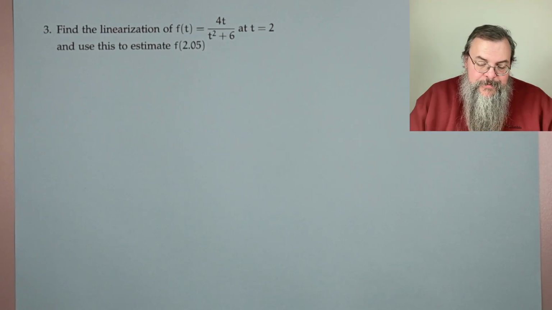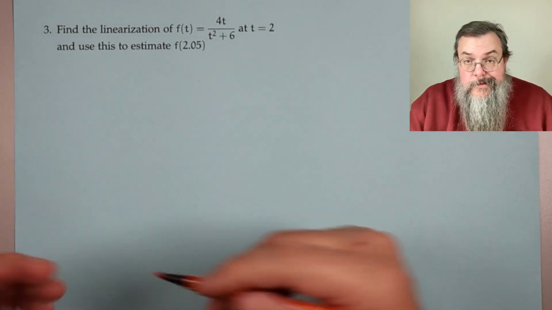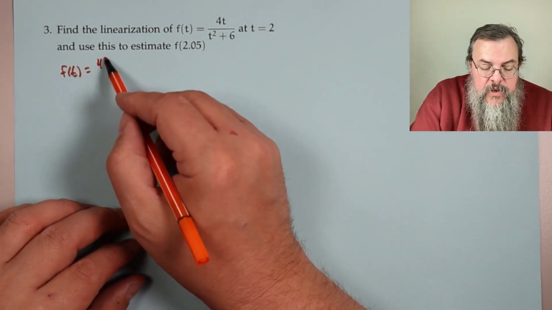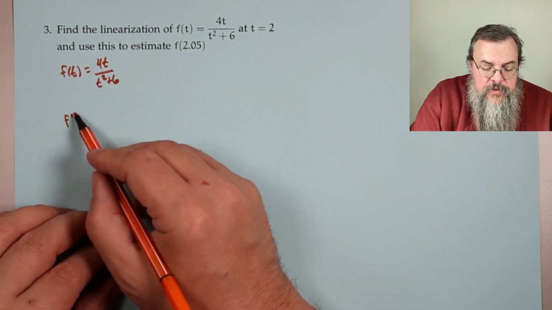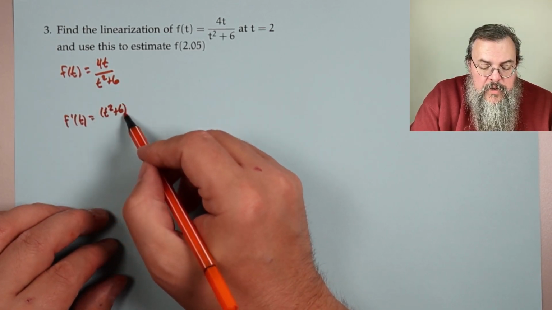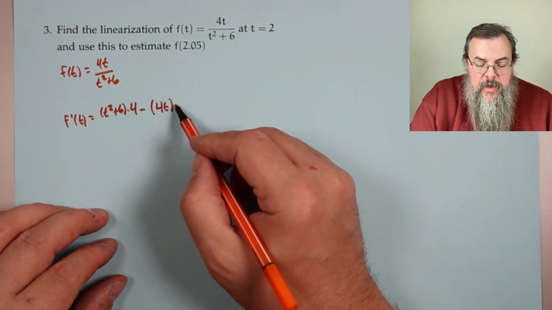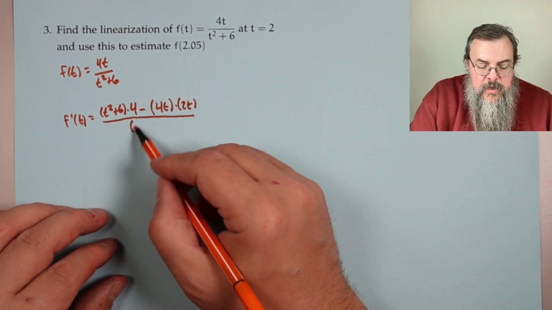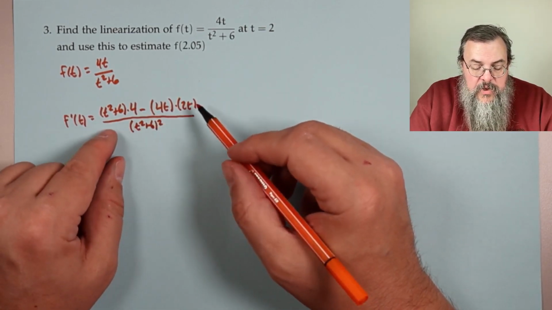True story. Okay, so we proceed like we were finding a tangent line, because we are finding a tangent line. So we have our f of t, 4t over t squared plus 6. And now I'm going to take the derivative, well, quotient rule. So we take low, bottom, times derivative of the top, 4, minus the top, 4t, times derivative of the bottom, 2t, all over the bottom term squared.